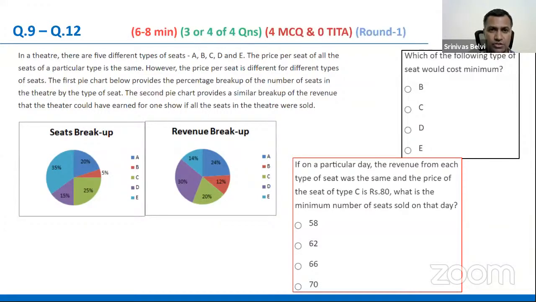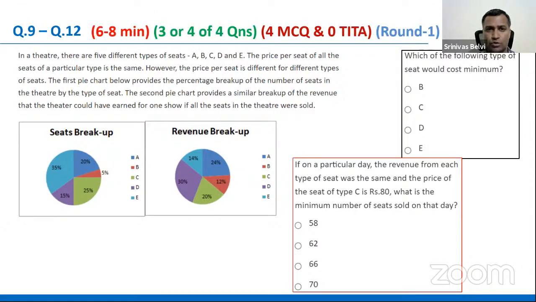Already in about 6 minutes, if you had handled about 3 questions, it could have been a good bet, or about 4 questions, or if you're quite familiar with DI, all 4 were doable in about 8 minutes, right? So that would be the kind of time this set would have taken. I would rather classify this more as an easy set.